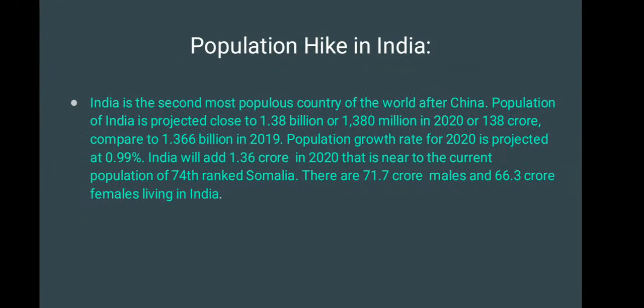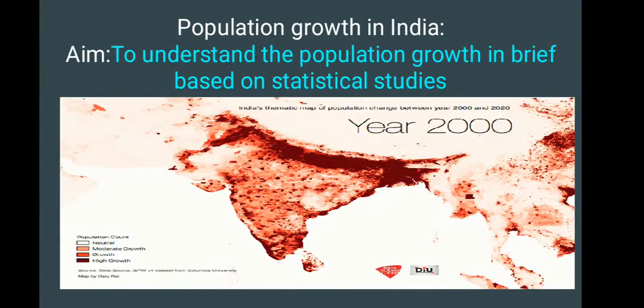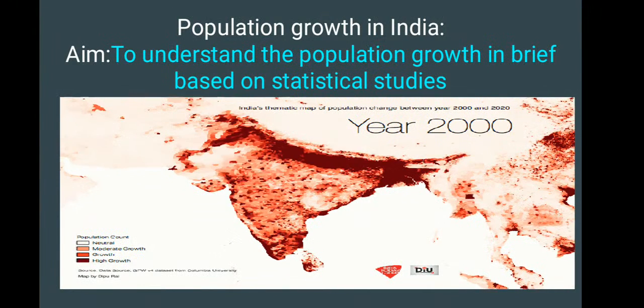Population hike in India. Population of India is predicted to be close to 1.3 billion. Since we are studying population growth and census rate, we need to understand where the growth is taking place, why it is taking place, how it is taking place, and on what factors it depends, such that India might get the topmost population and exceed the top of the list. Let's see the next slide, right?